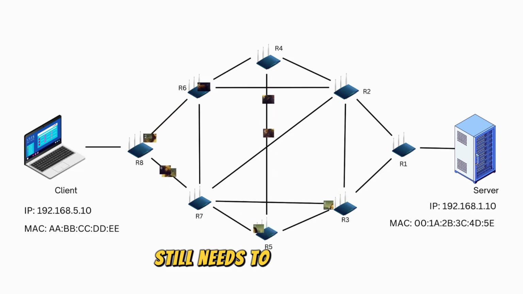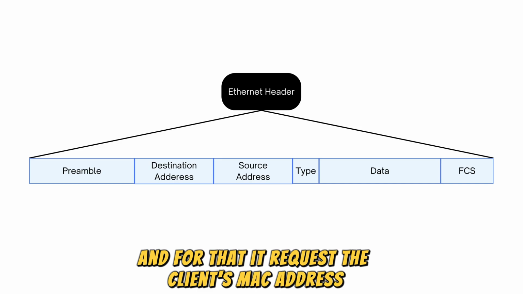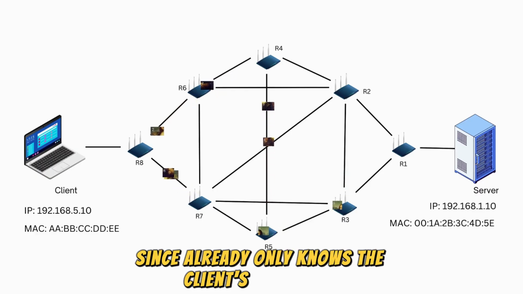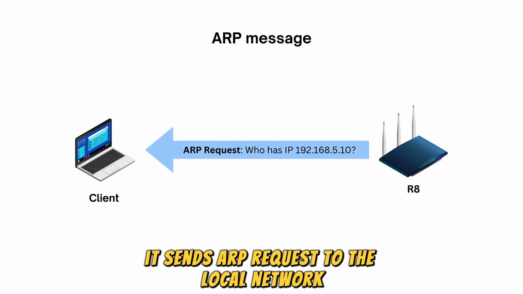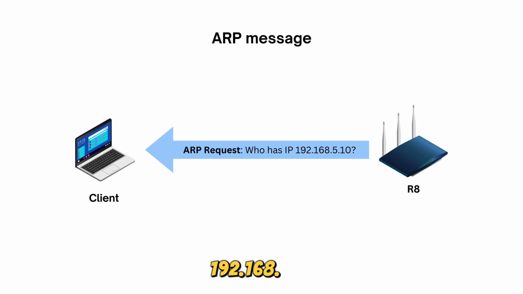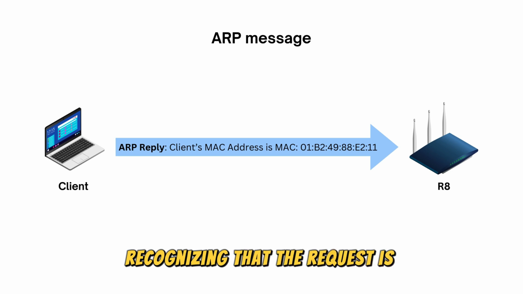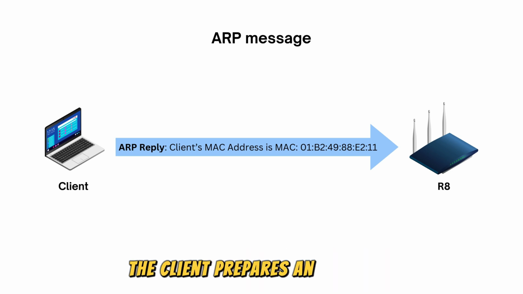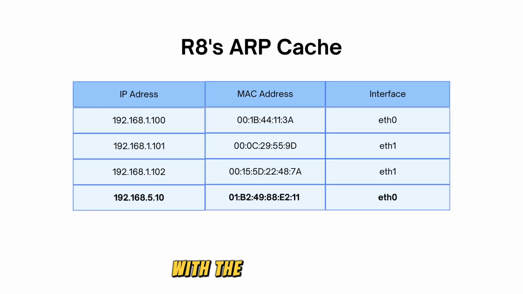However, R8 still needs to deliver the packets to the client, and for that it requires the client's MAC address. Since R8 only knows the client's IP address at this point, it sends an ARP request to the local network asking who has the IP address 192.168.5.10. The client receives the ARP request from R8. Recognizing that the request is for itself, the client prepares an ARP reply and sends back a message directly to R8 with its MAC address.